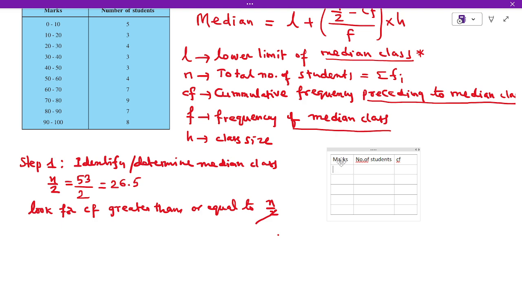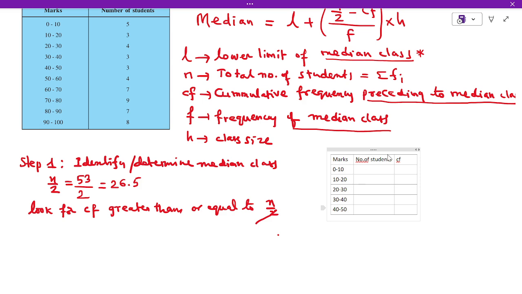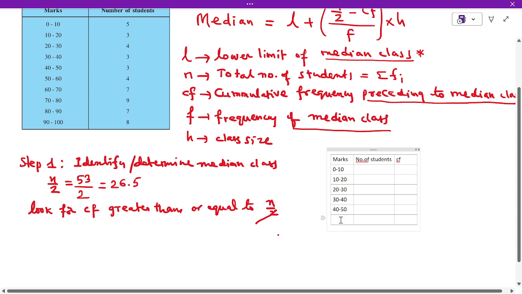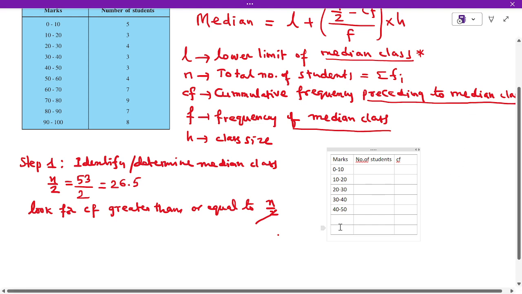Okay, so here the first is 0 to 10, right? 10 to 20. Then the third one, 20 to 30. Then 30 to 40, 40 to 50. So let us insert more rows, because it will be easy for us to draw a proper table, right? So we'll insert more rows.